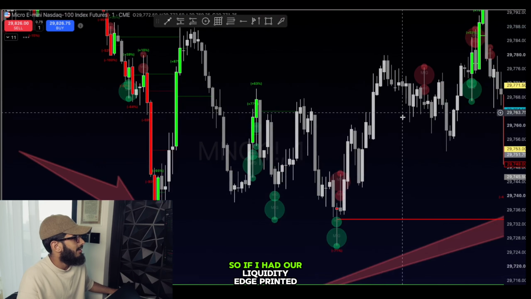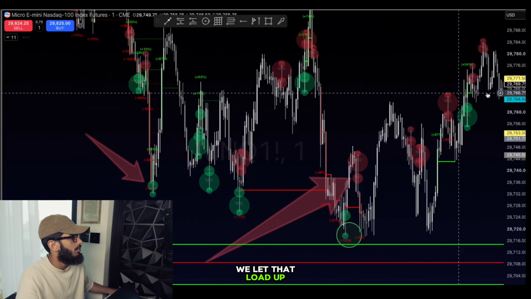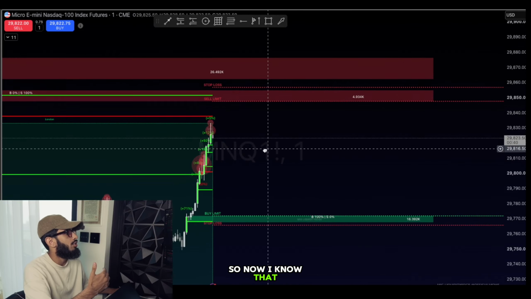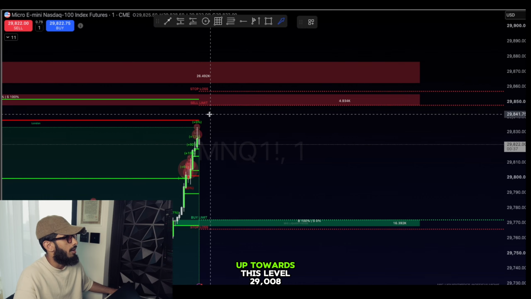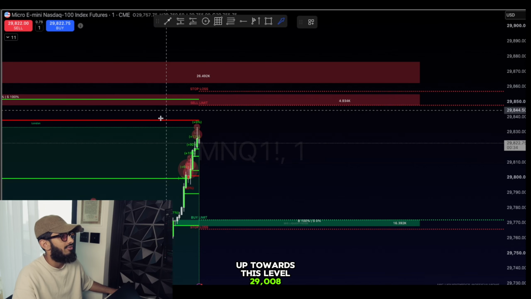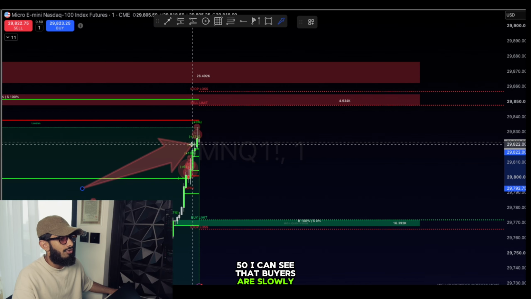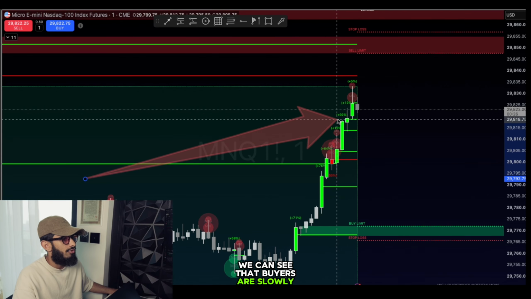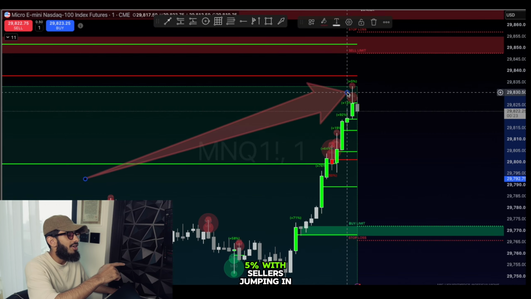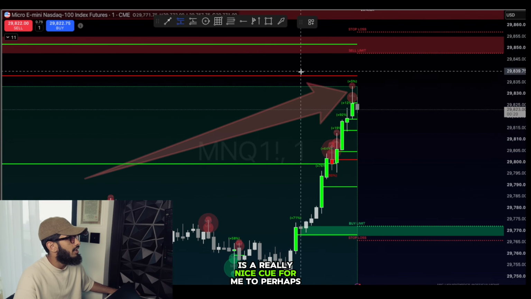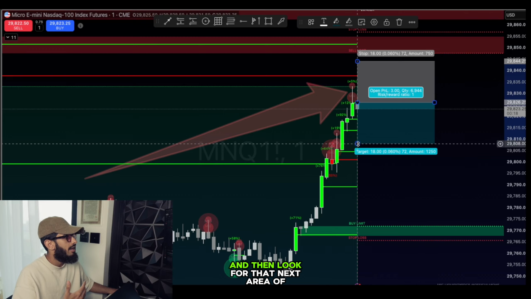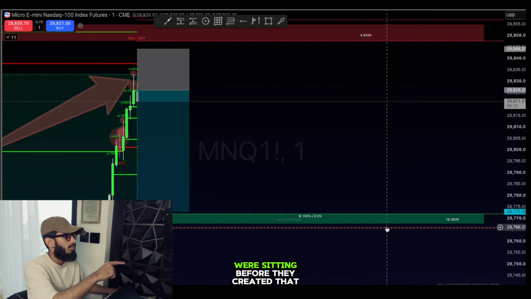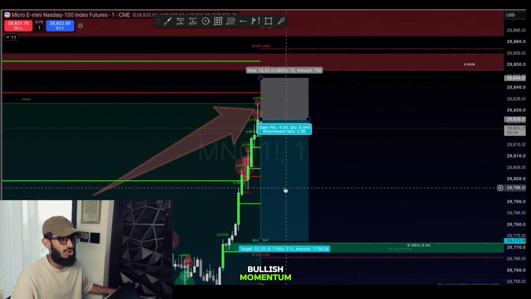So if I had our liquidity edge printed, we let that load up, we can see where those pockets of liquidity are for us. So now I know that as I'm waiting for price to come up towards this level, 29,850, I can see that buyers are slowly dying out. And I'll zoom in here for you. We can see that buyers are slowly dying at 92.12, 5% with sellers jumping in is a really nice cue for me to perhaps take that short and then look for that next area of interest, or perhaps then come all the way down to where the buyers were sitting before they created that bullish momentum.